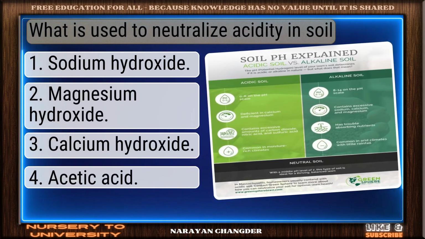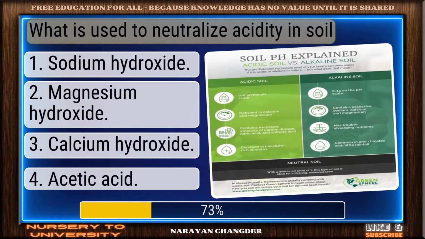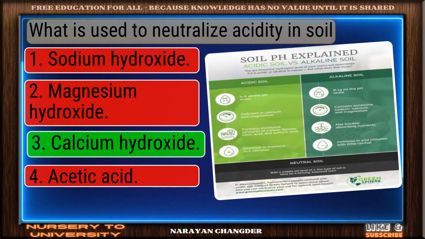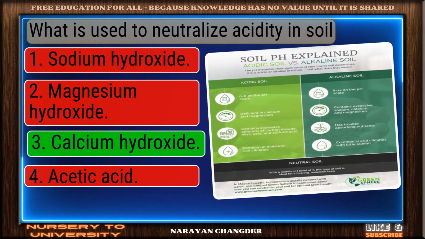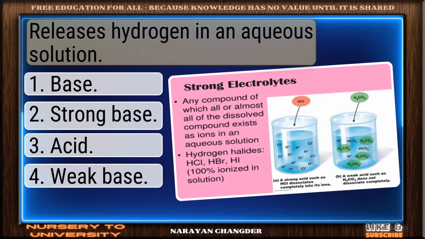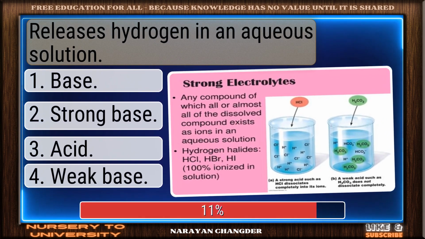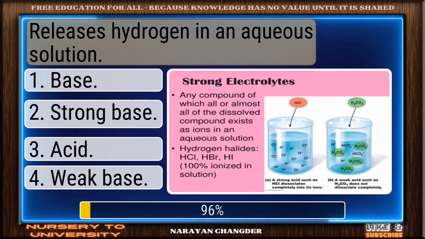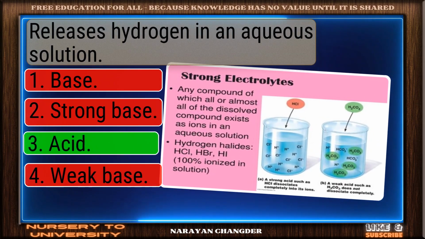Question number 5. What is used to neutralize acidity in soil? Exactly. Calcium hydroxide makes sense, and it is the right choice. Question number 6. Releases hydrogen in an aqueous solution. Well picked. Acid is the correct answer.